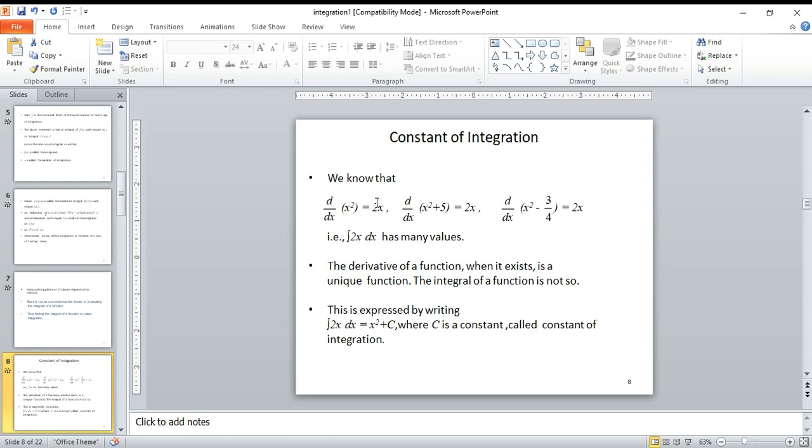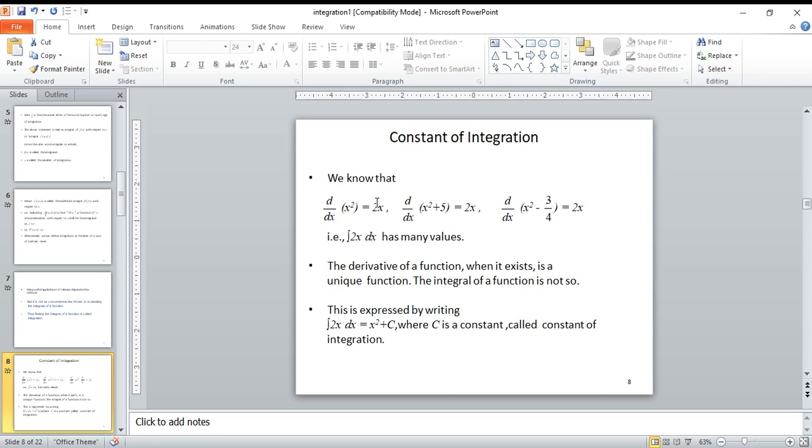Constant of integration. We know that d by dx of x square equals 2x. This is a first-year formula: the derivative of x square is 2x. The derivative of x square plus 5 is 2x, since the derivative of x square is 2x and the derivative of 5 is 0. So it is 2x plus 0, which is 2x. And d by dx of x square minus 3 by 4: the derivative of x square is 2x, and 3 by 4 is a constant. The derivative of a constant is 0. So it is 2x minus 0, which is just 2x.